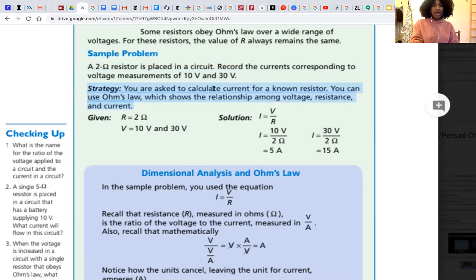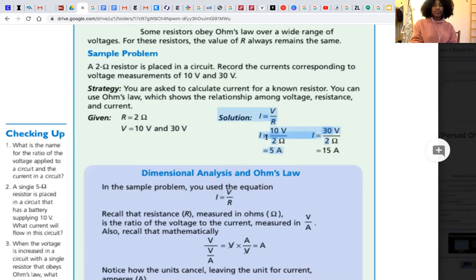You are asked to calculate current for an unknown resistor. You can use Ohm's law, which shows the relationship among voltage, resistance, and current. You are given in the problem that resistance equals 2 ohms and that voltage equals 10 volts and 30 volts. Your solution here is that you will use the formula I, because I stands for current, equals voltage divided by resistance.